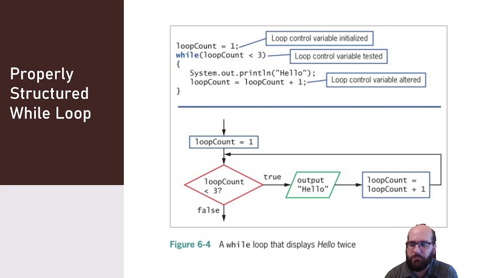Here's a nice example of a properly constructed while loop that says hello twice. So you have the loop control variable. It outputs the loop control counter within the braces, and when it gets to 3, it exits. We print hello twice.